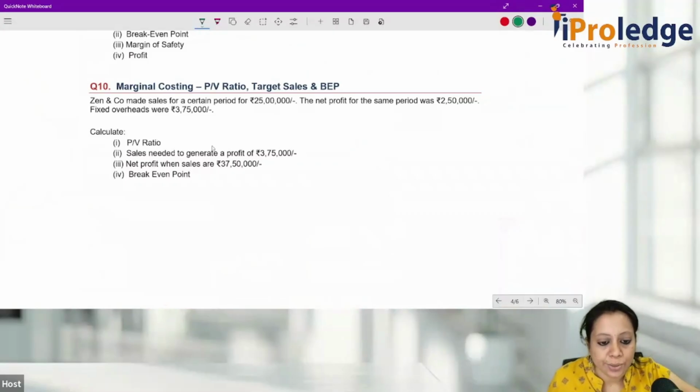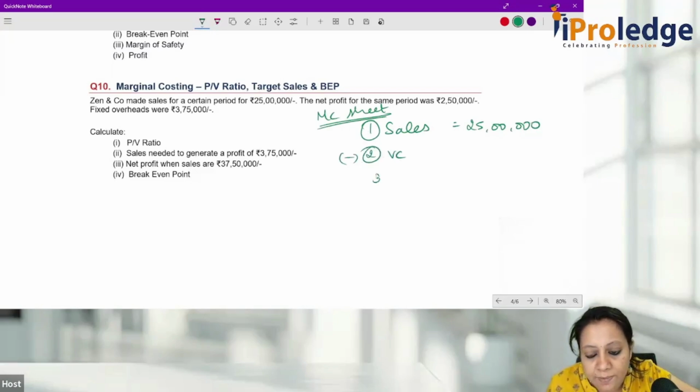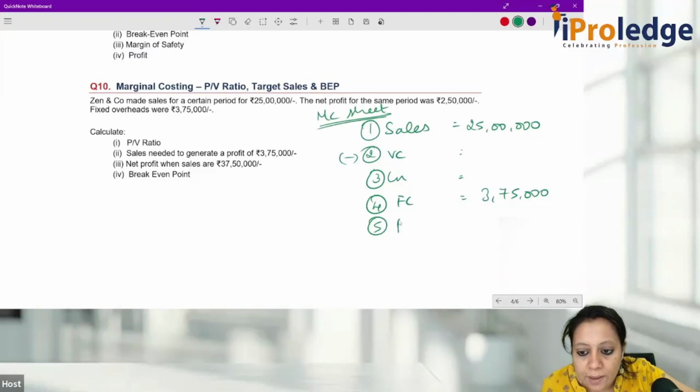Now let us see how we need to find the PV ratio. They have given so many things, so can I say I will do the marginal cost sheet? Sales is given to be 25 lakhs. Then we don't know the variable cost. We don't know the contribution, but we know the fixed cost. Fixed overheads and fixed cost are one and the same. It is 3,75,000 given in the question. Profit is also given in the question, 2,50,000.